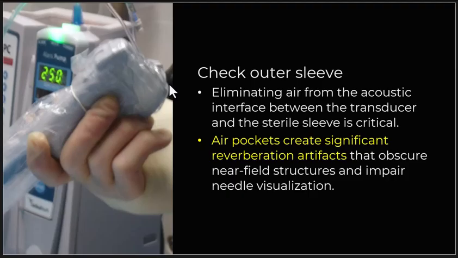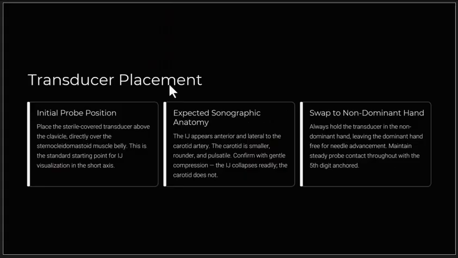All right, so next we're going to talk about transducer placement. Where do we start? What should we expect to see on our screen? Hopefully you have already pre-scanned this patient so you know where your initial probe position is going to be, but you're going to place the now sterile transducer directly across that sternocleidomastoid muscle to see those vessels in their short axis and identify that IJ.